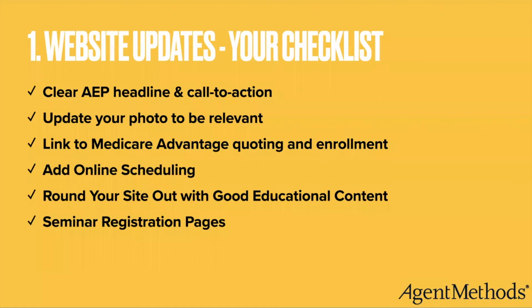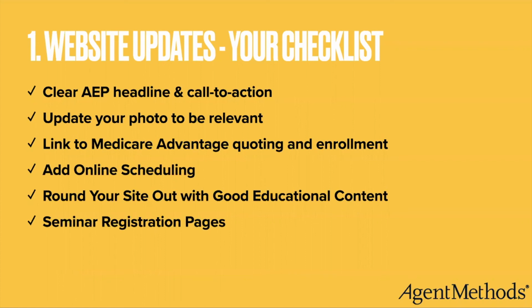All right, the checklist. And I will go through these things. We're gonna walk through them quickly, and then we'll leave the presentation, go to a browser, and we'll see them all in action. So this is your checklist of things you should update on your website. First one is making sure that when people come to your homepage, they see a clear AEP related headline and call to action. So it's really clear what to do. It shouldn't be buried somewhere. It should be front and center so that right away they can get engaged.